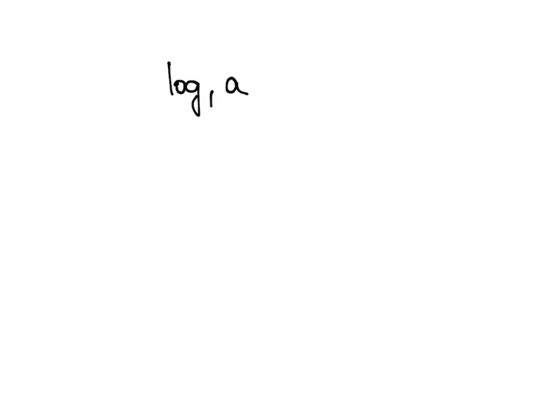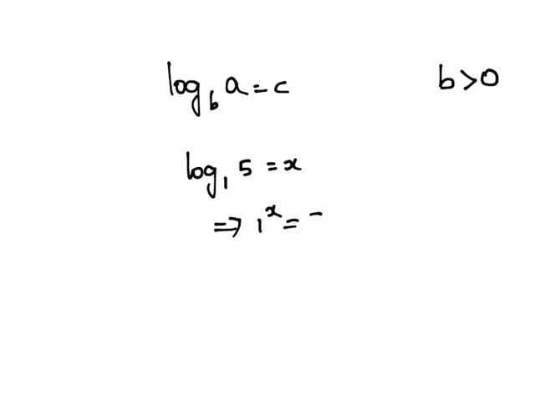Let me write it once more. Log a to the base b equal to c. So we know that b has to be positive. Now, can b take the value of 1? Let me check it. Let's say I want to find log 5 to the base 1. I'll take it as x. When I write it in exponential form, I'll get 1 raised to x equal to 5.